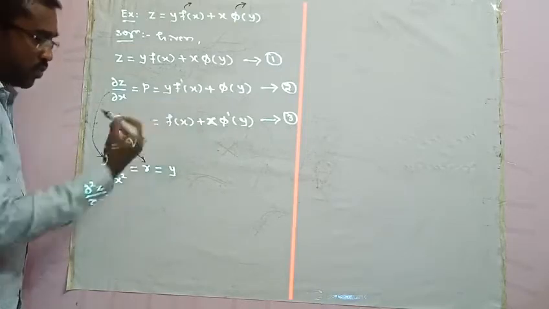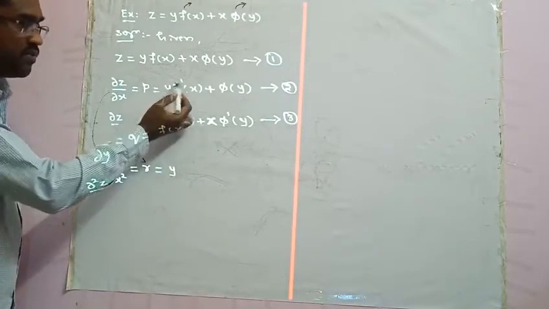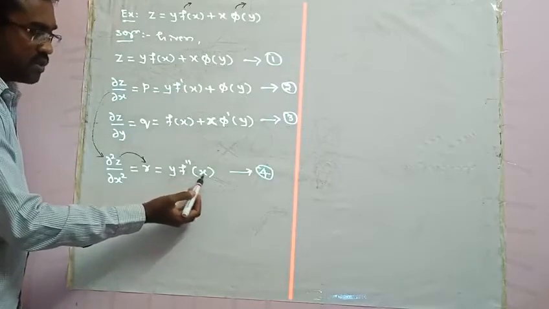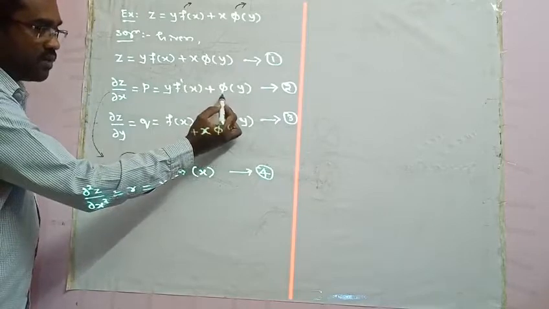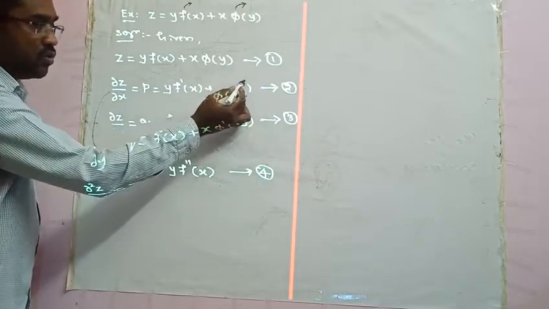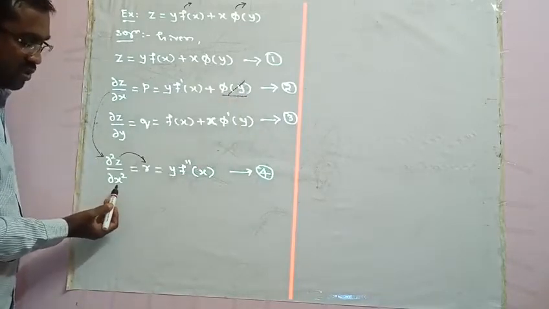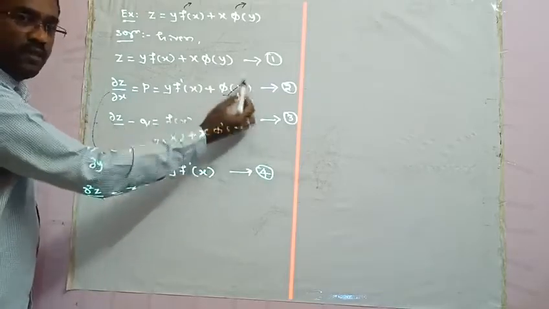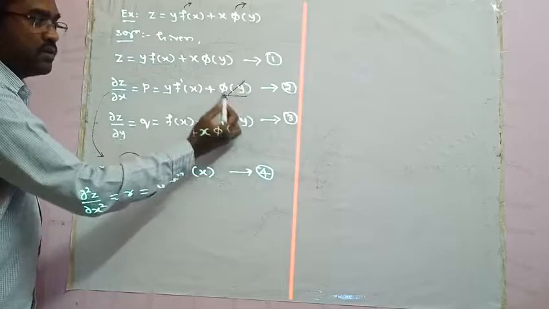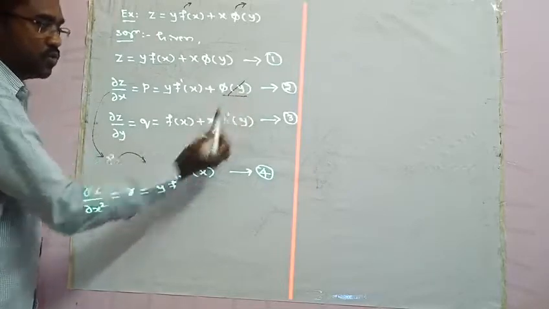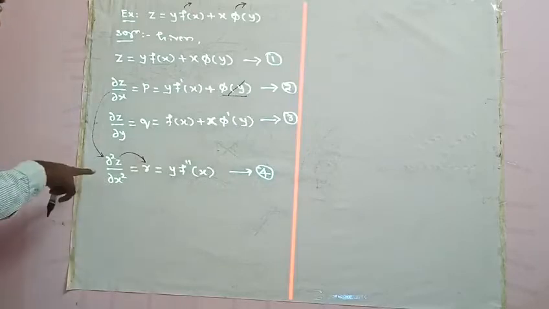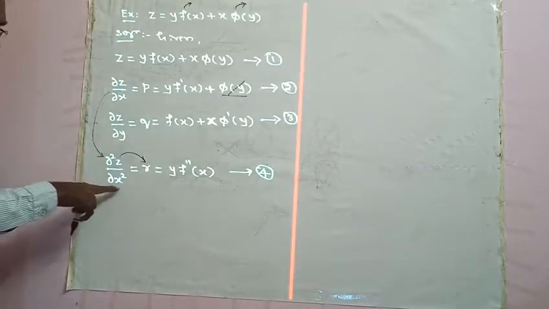Differentiation of f dash one more time gives f double dash of x. And differentiation of this goes to 0 because we are differentiating with respect to x and it is completely independent of x. That means it is a constant. So the derivative of this goes to 0, which we have not taken. So this is our ∂²z/∂x².